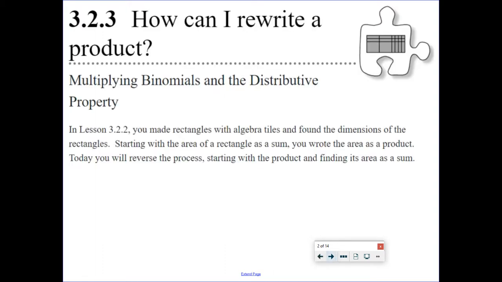Okay, let's start today's lesson now. 323: How can I rewrite a product? Multiplying binomials and the distributive property. Okay, some interesting terminology there. In lesson 322, you made rectangles with algebra tiles and found the dimensions of the rectangles. Starting with the area of a rectangle as a sum, you wrote the area as a product. Today you will reverse the process, starting with the product and finding the area of a sum.